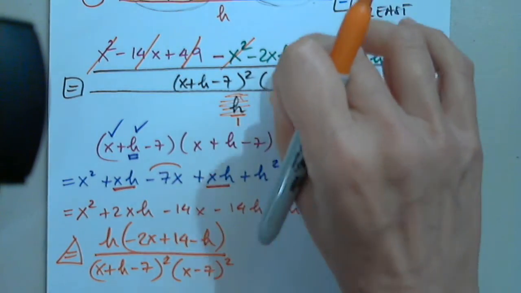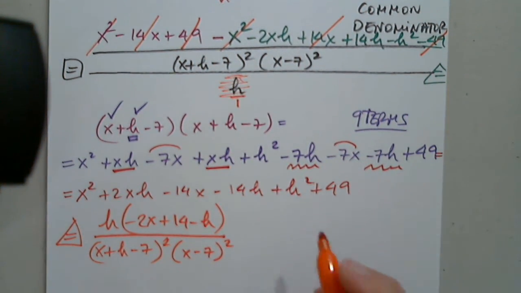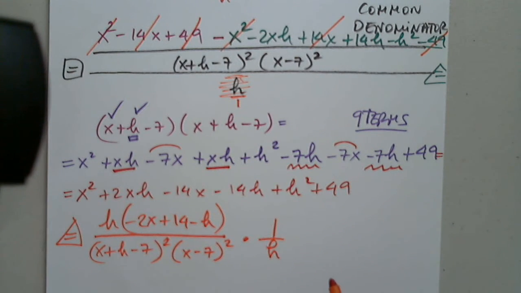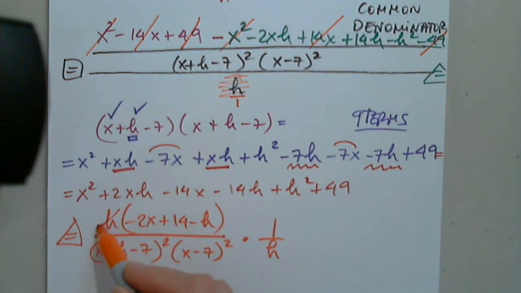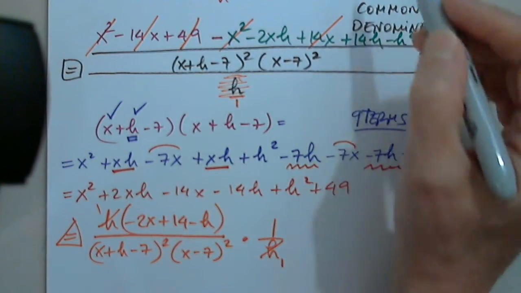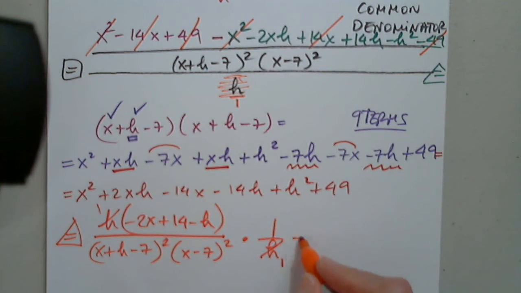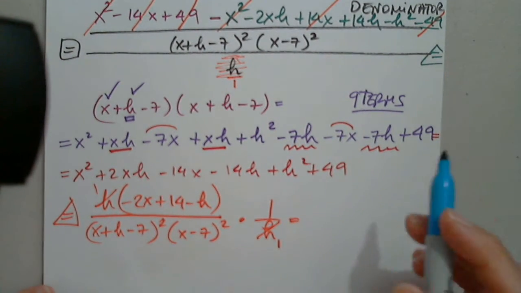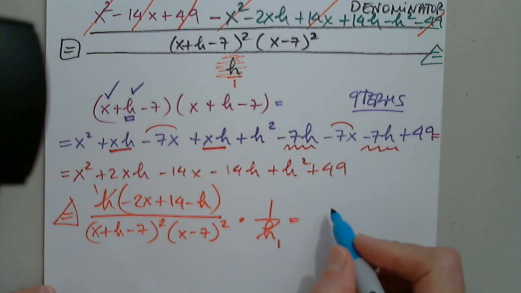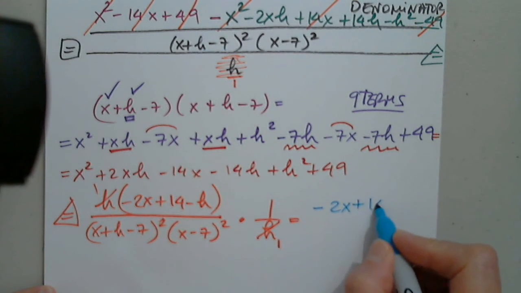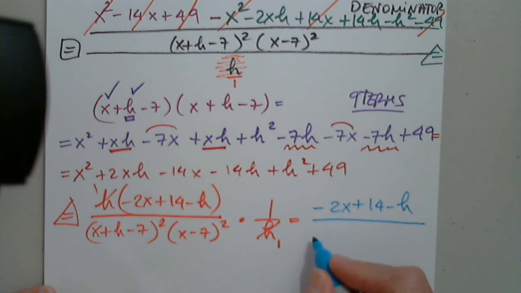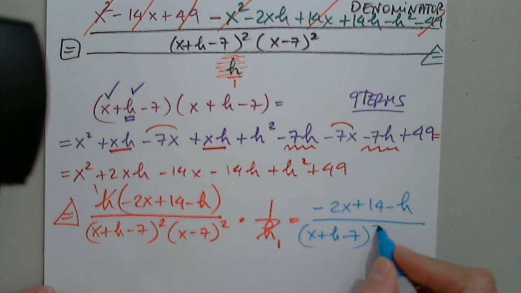How do I divide two fractions? Multiply by the reciprocal. Thank you very much. Who was that? Nick? Nick. Thank you. Good. Bless you. Very good. So now number 2 has to happen. And here it is. And it did happen. And number 3 is obvious. The final answer has still an h in it or more, but it has to have at least one. Negative 2x plus 14 minus h over x plus h minus 7 squared, x minus 7 squared.